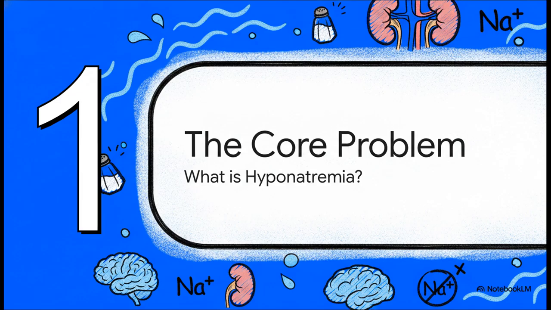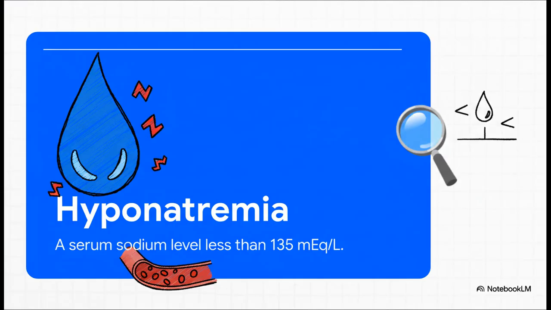So, if the main issue is just too much water, how does that actually translate to the numbers we see on a patient's lab results? Let's get into the official definition. So officially, hyponatremia is diagnosed when that serum sodium level dips below 135. But you have to keep our main rule in your head. This number doesn't mean the patient lost salt. It means the water to sodium ratio is way off balance. And as we're about to see, the lower this number drops, the more dangerous things get for our patient.